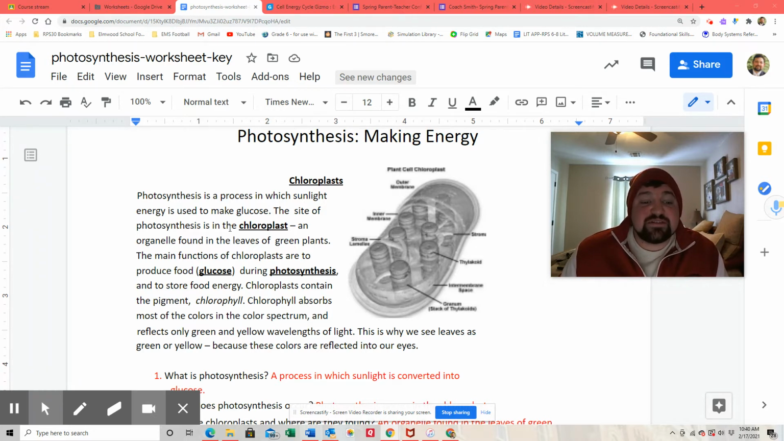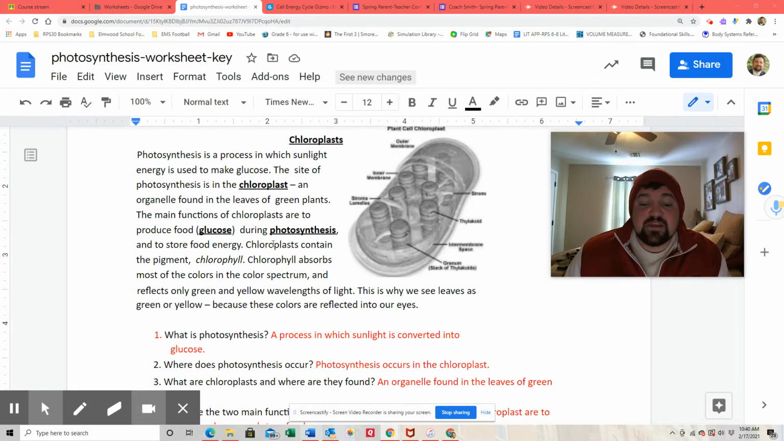The site of photosynthesis is in the chloroplast, an organelle found in the leaves of green plants. The main functions of chloroplasts are to produce food, that's your glucose, during photosynthesis, the process of taking sunlight and making food, and to store food energy. Chloroplasts contain the pigment chlorophyll, that's the green stuff. Chlorophyll absorbs most of the colors in the color spectrum and reflects only green and yellow wavelengths of light. This is why we see leaves as green or yellow, because these colors are reflected into our eyes.